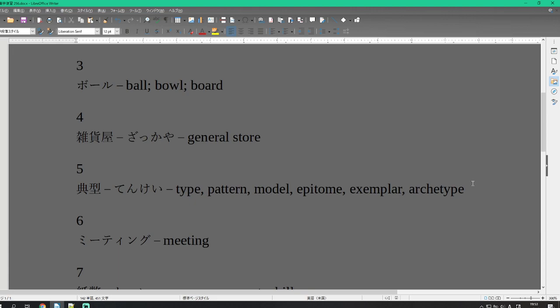Tenkei. A type, pattern, or model. Tenkei is a type, pattern, or model for something with the ruled shape.